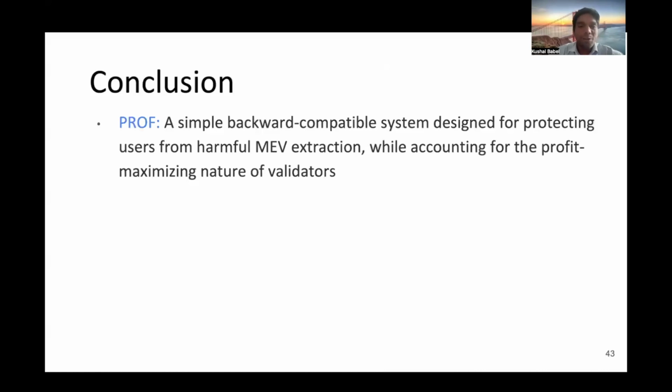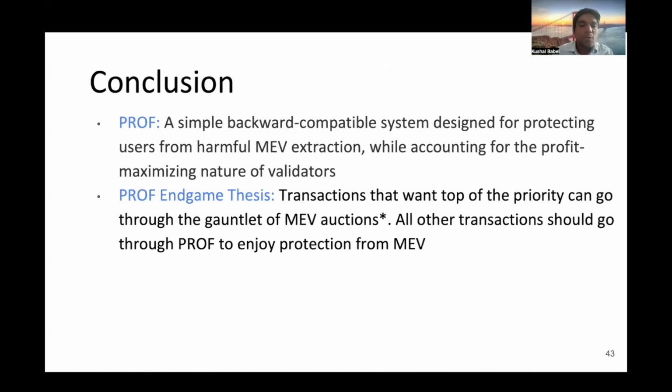With that, I would like to conclude that PROF is a very simple, backward compatible mechanism that protects users from most harmful forms of MEV and accounts for rational validators. The endgame thesis that we have in mind for PROF is that all transactions that are looking for protection should go through PROF. And transactions that want the top of the priority, so these could be transactions that are doing arbitrage between centralized exchange and decentralized exchange, those transactions can go through the gauntlet of the auction. But the transactions from ordinary users do not need to run the gauntlet of auctions. They can just go through a protected route. And essentially, the final endgame is most transactions in the block would be built through PROF. I can talk more about it, but we are already in talks with a few major relays who are very interested in deploying PROF.